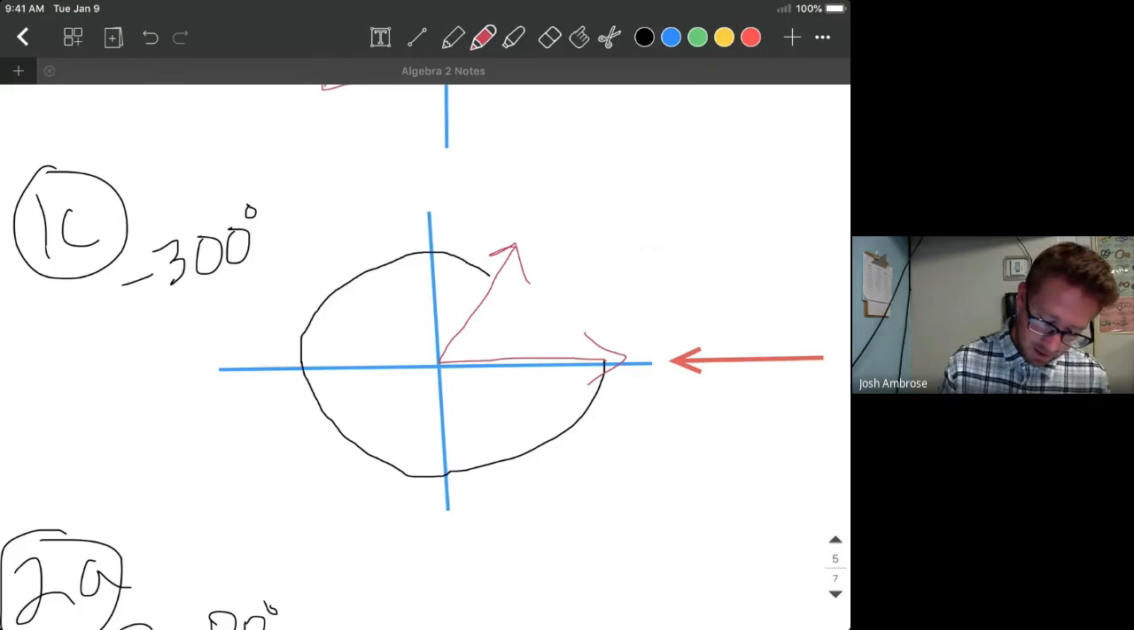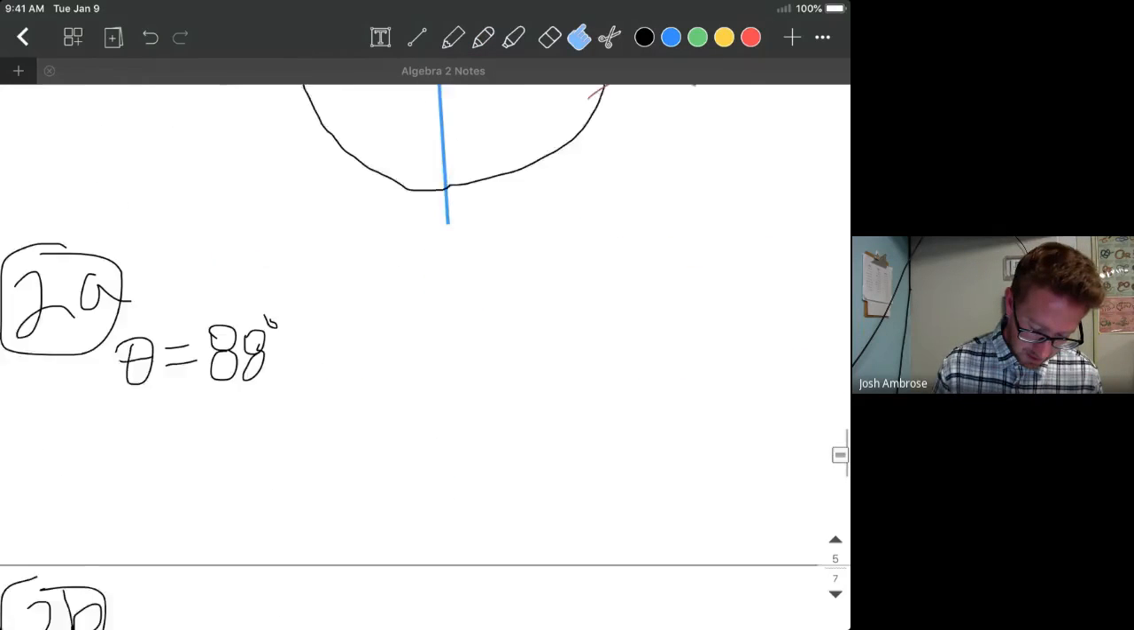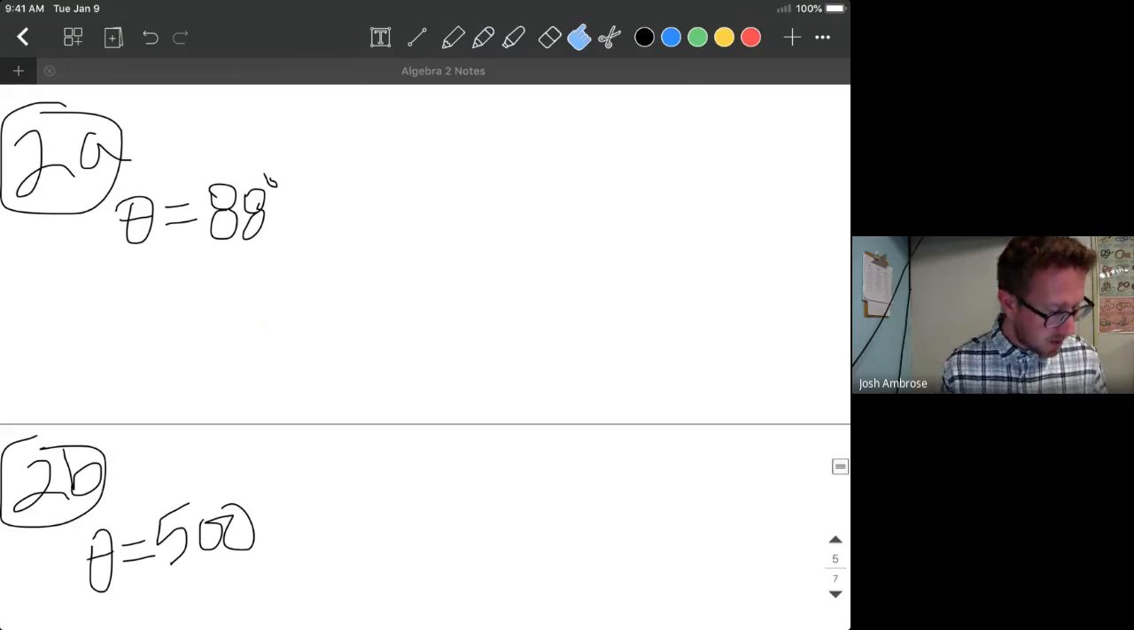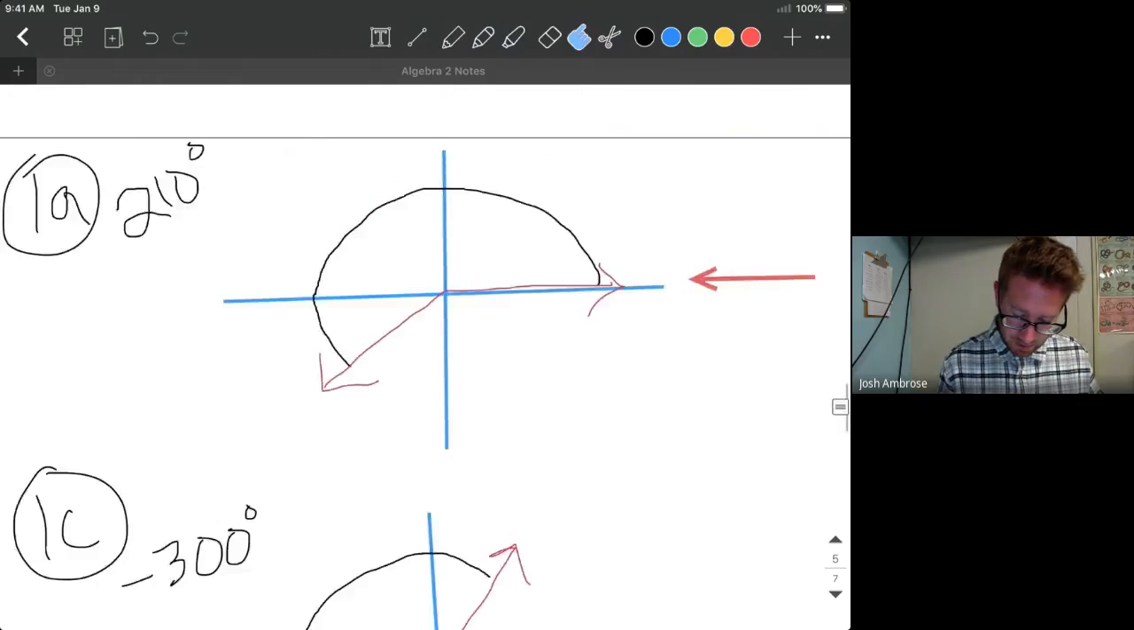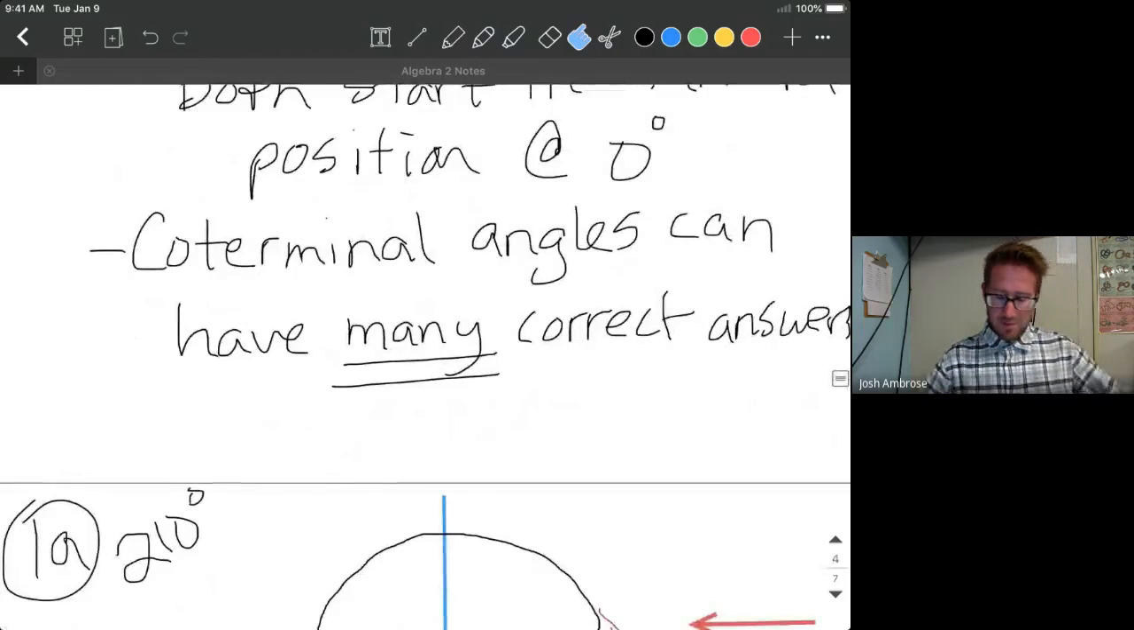All right. Let's go ahead and jump down here to 2A. So we're on page 937 right now. And we're talking about coterminal angles. And you remember up here, we can have basically an infinite quantity of coterminal angles that will still equal a correct answer.